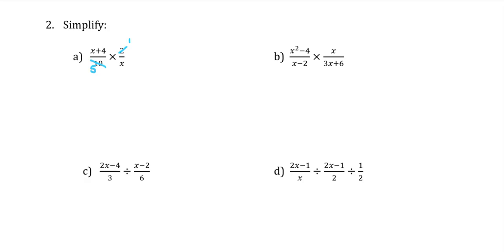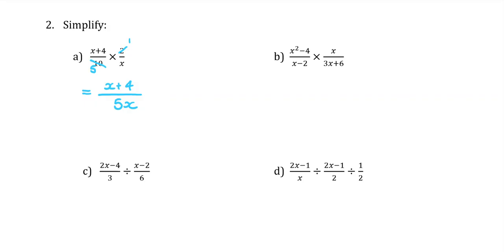1. And then I multiply the numerators together, which would just be x plus 4, because x plus 4 times 1 is just x plus 4. And on the bottom, 5 times x is 5x. And that is it.